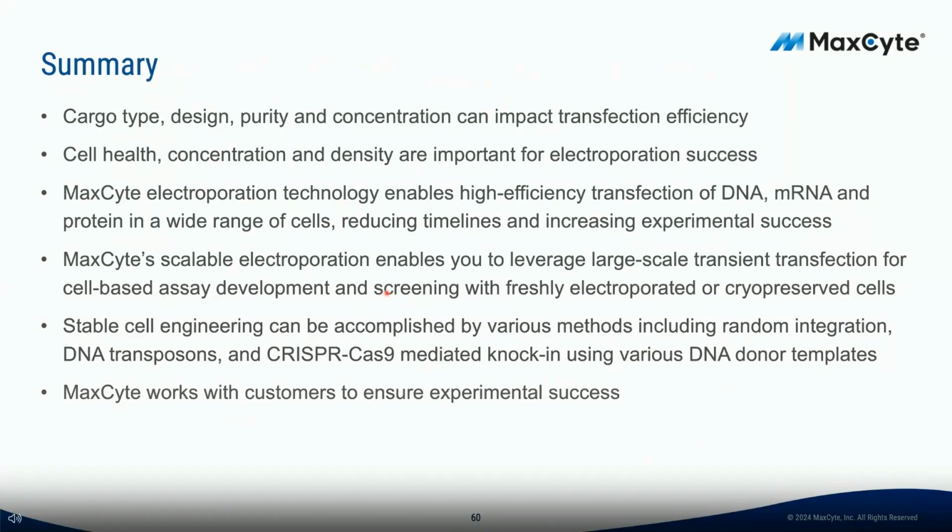You can leverage large-scale transient transfection for cell-based assays and protein production. And then there are multiple ways to establish stable cells through random integration or DNA transposons or specific CRISPR-Cas9 mediated knock-in approach with DNA donor templates. And lastly, our example with our academic customers showing how MaxCyte worked closely with them to ensure their experimental success.